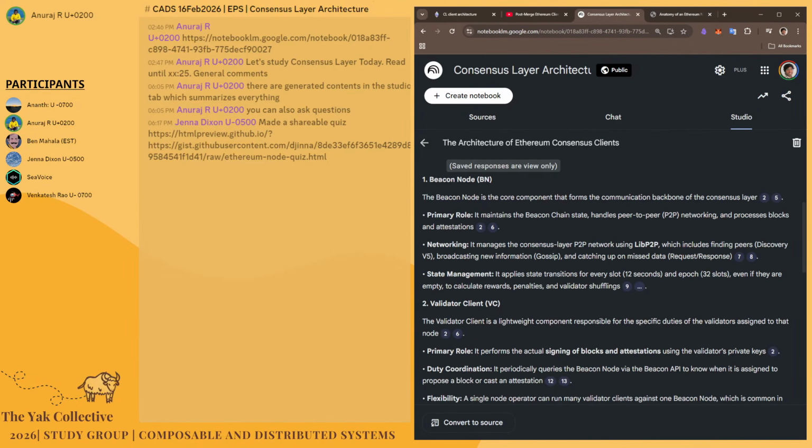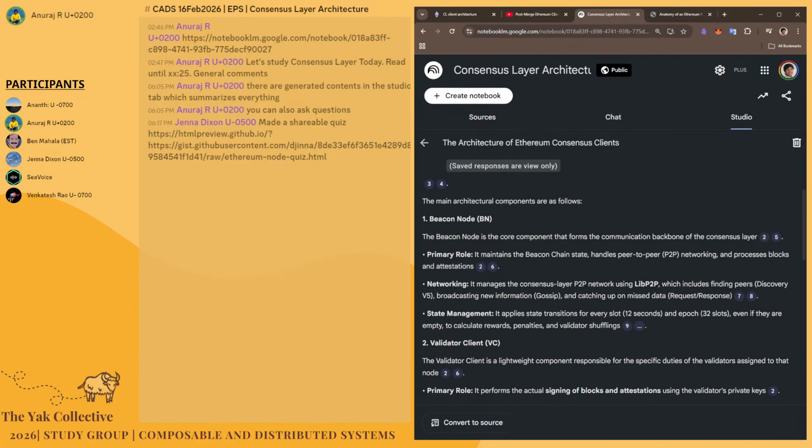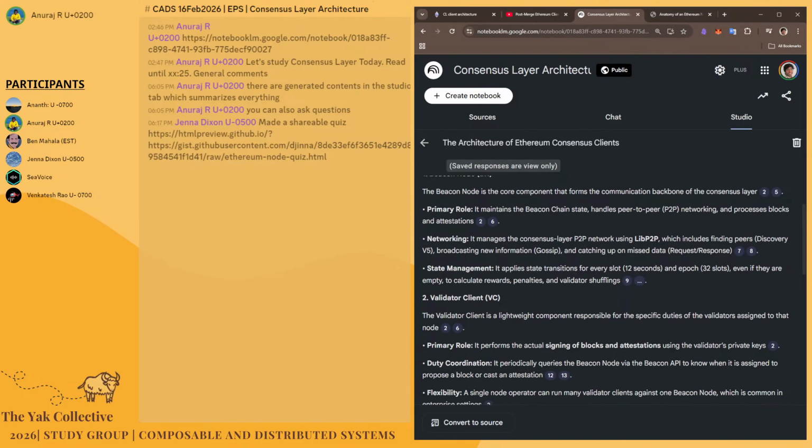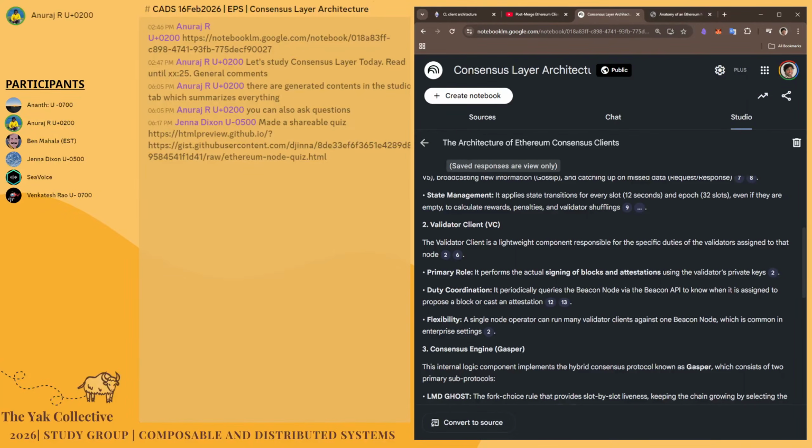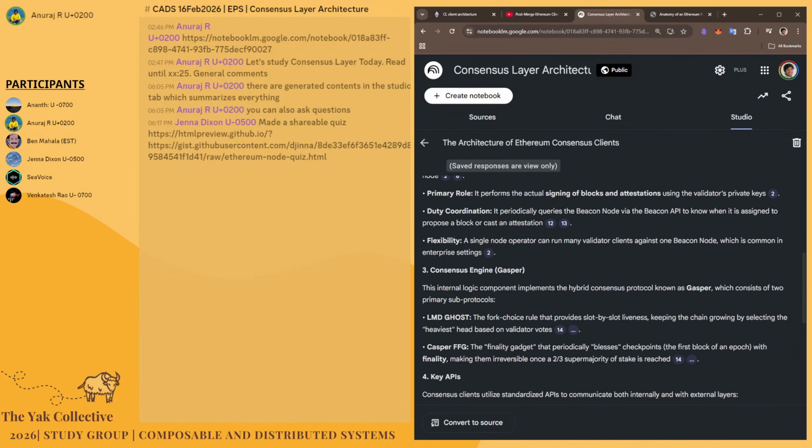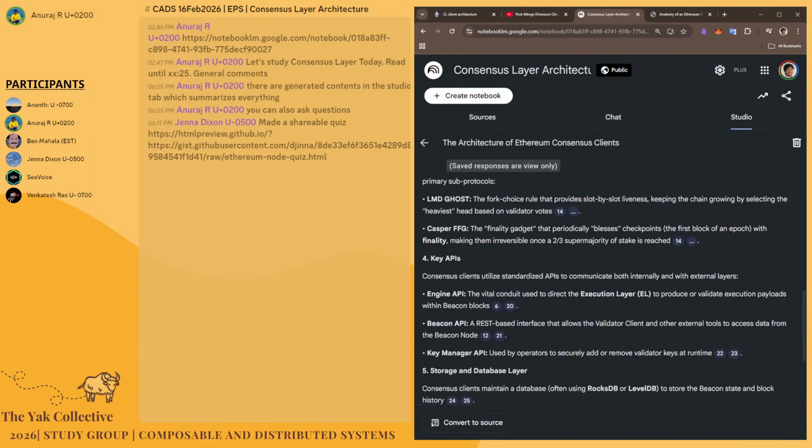I made a small note of the entire consensus client architecture. They have a beacon node which handles the peer-to-peer networking, and then the validator client inside the main client, which is signing the blocks, and then the consensus engine which uses LMD Ghost and Casper FFG. And then there are two or three API parts: the engine API, which talks to the execution layer, and the beacon API that is talking to the validator client.